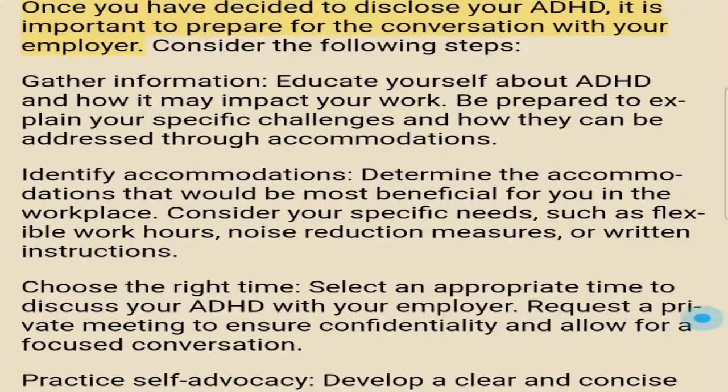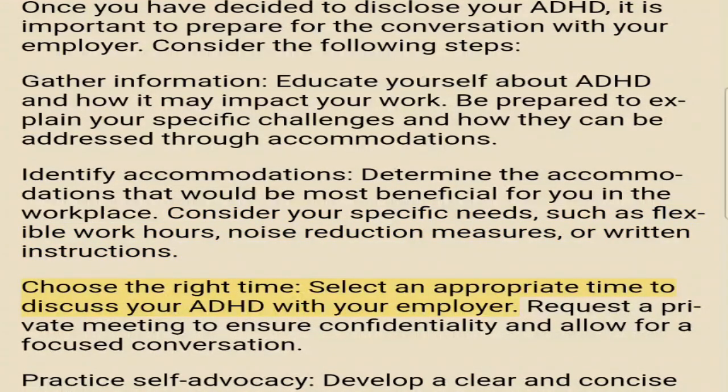Preparing for disclosure. Once you have decided to disclose your ADHD, it is important to prepare for the conversation with your employer. Consider the following steps. Gather information. Educate yourself about ADHD and how it may impact your work. Be prepared to explain your specific challenges and how they can be addressed through accommodations. Identify accommodations. Determine the accommodations that would be most beneficial for you in the workplace. Consider your specific needs, such as flexible work hours, noise reduction measures, or written instructions.